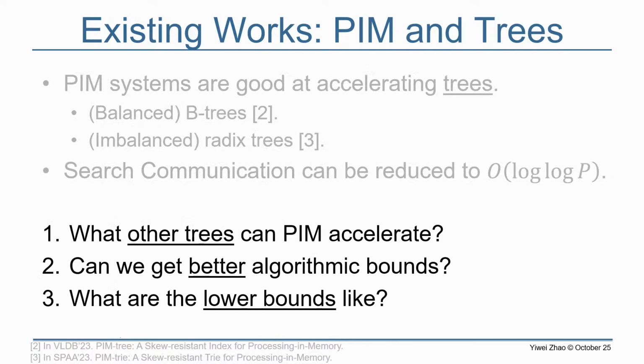And one natural question is what other trees can PIM accelerate, since both balanced trees and imbalanced trees can be accelerated? And to go a step further, can we get better algorithm bounds than this log P structure? What are the optimal bounds we can have, and what are the lower bounds on these trees on processing memory?